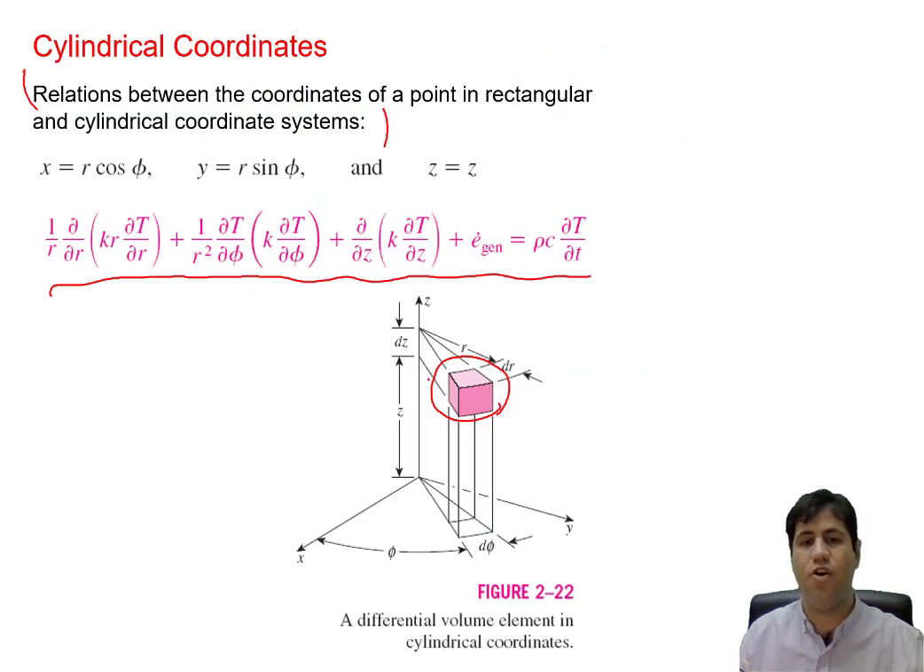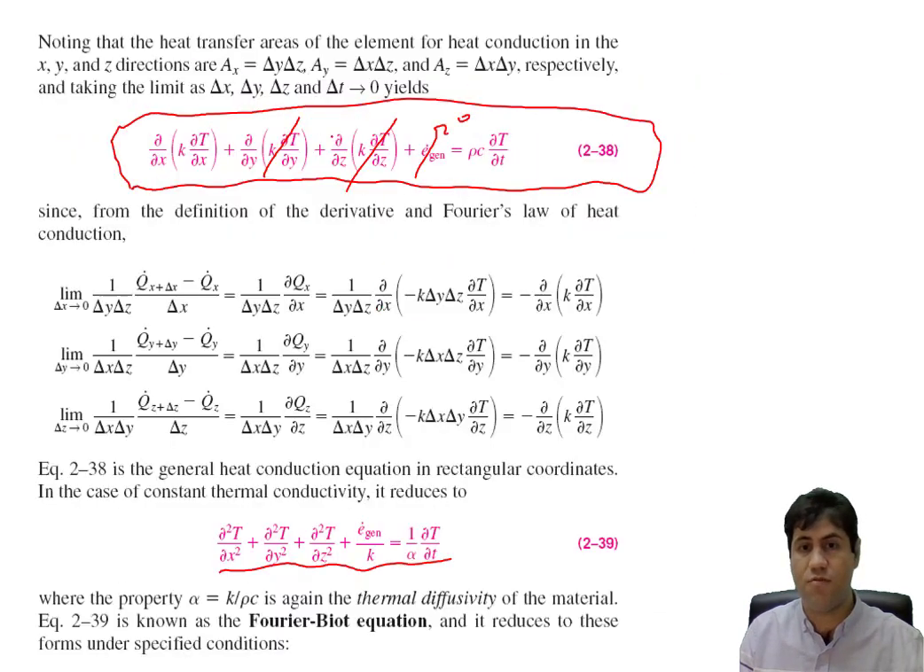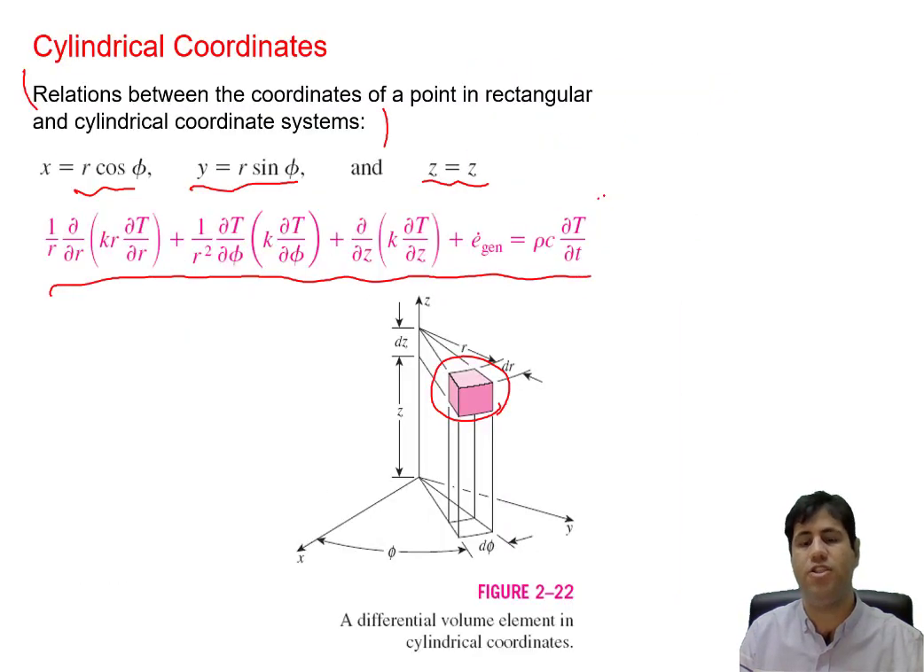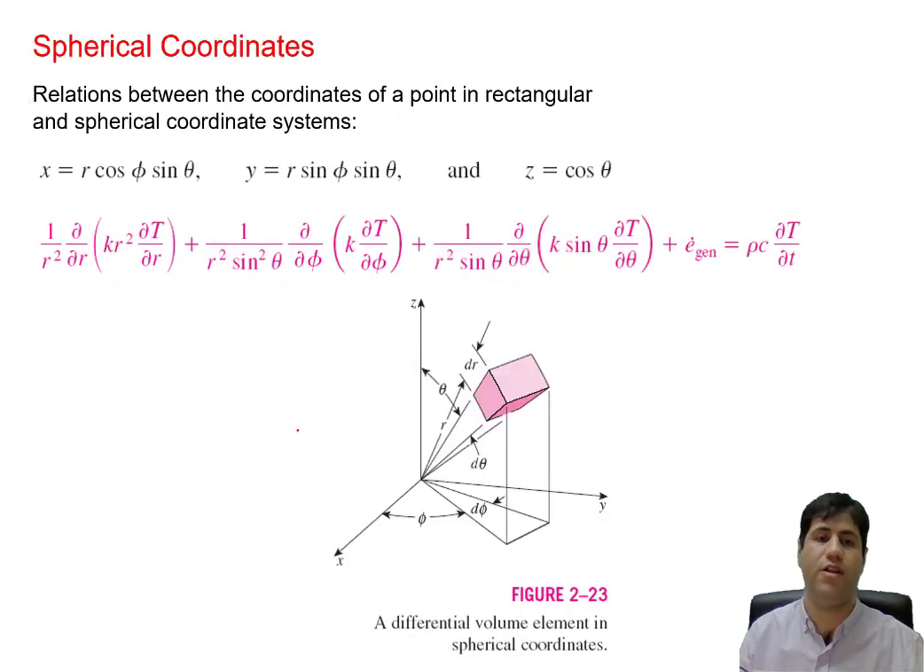If we just go from the rectangular coordinate system to the cylindrical coordinate system, we simply need to substitute x by r cosine of phi, y equal to r sine of phi, and z equal to z. If we substitute these three in this equation, we will reach this. This is the general form of the multi-dimensional heat conduction equation in cylindrical coordinates.